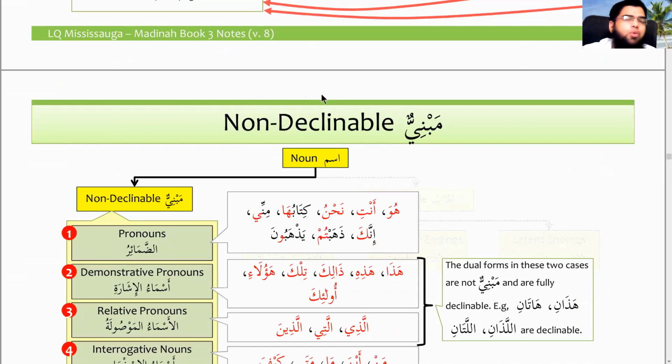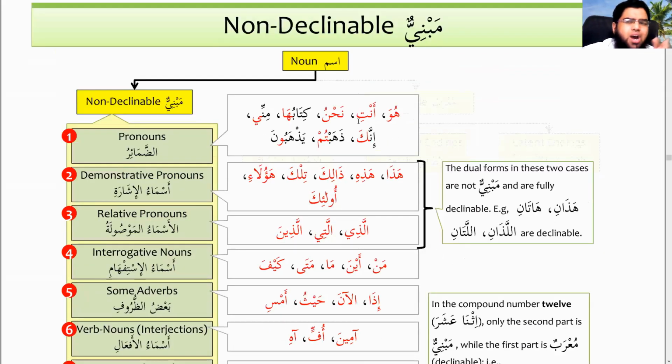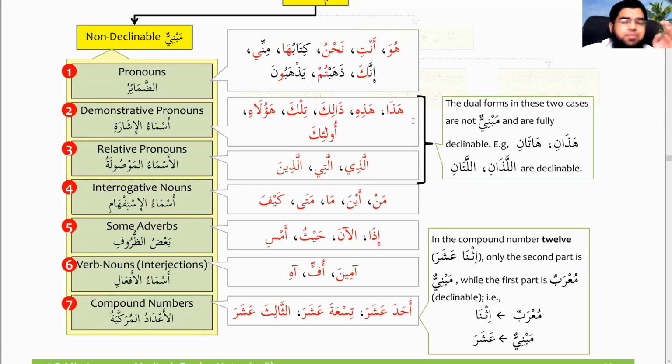So non-declinable, what are the mabni nouns? There's some list of them. Like the pronouns huwa, anti, nahnu, attached and detached pronouns, and demonstrative pronouns hada, hadi, dhalika, tilka, hulaika, except dual forms, hazani and hatani. If they become hazaini, those are the duals. Asmaul Mausula, Allazi, Allati, Allazina, except duals again, Allazani and Allatani. We'll learn all this in the lessons, inshallah.